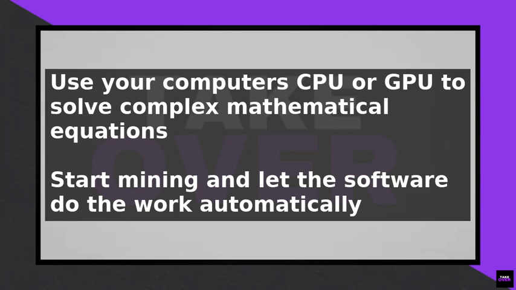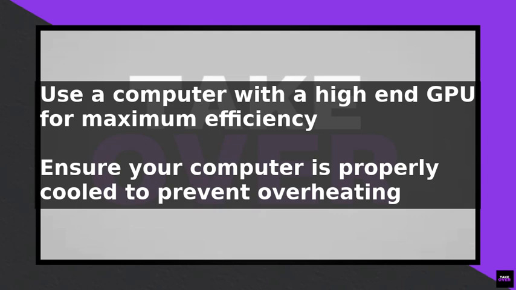It is worth noting that mining Dogecoins can be a resource-intensive process and may slow down your computer. It is also important to be aware of the energy consumption of mining, as it can increase your electricity bill. To maximize your mining efficiency, you should use a computer with a high-end GPU. You should also ensure that your computer is properly cooled to prevent overheating.